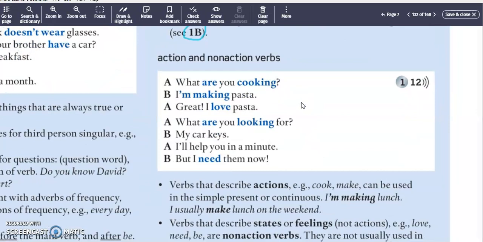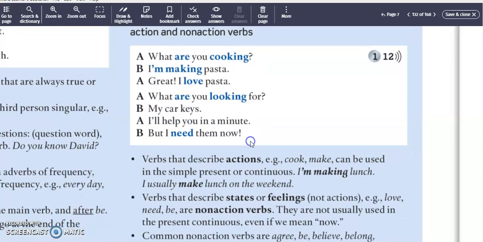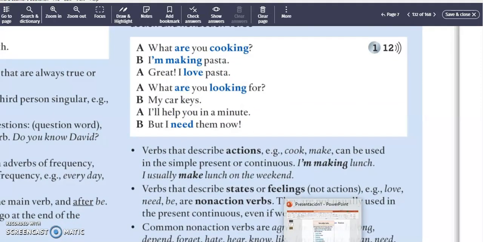Okay? Now, action and non-action verbs. What are action and non-action verbs?